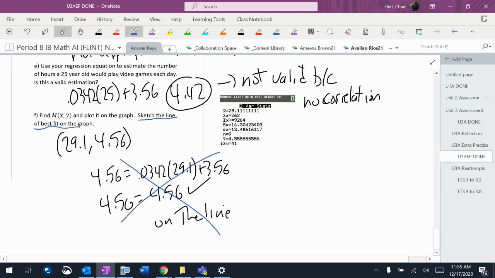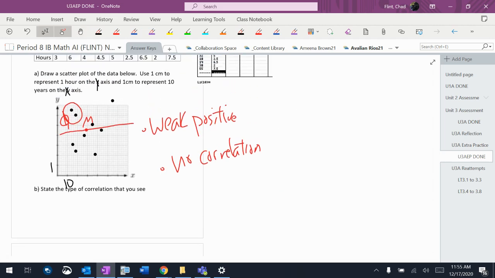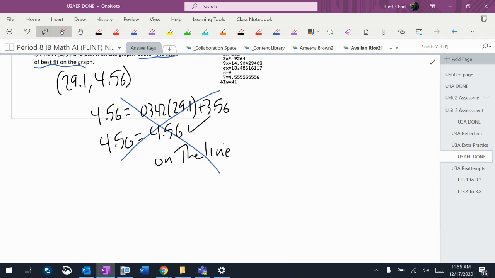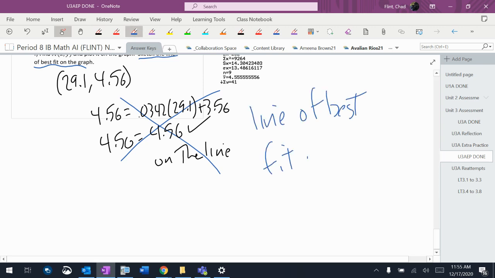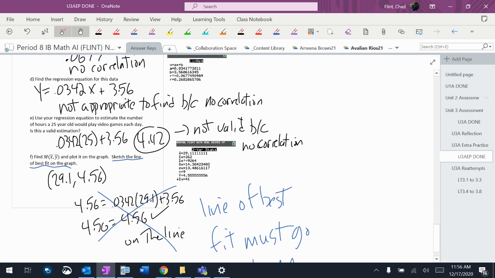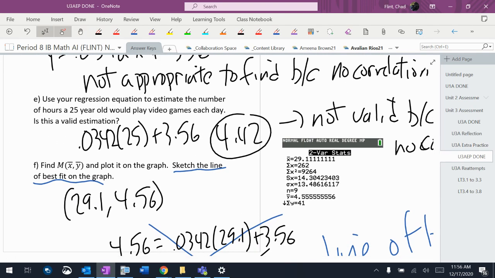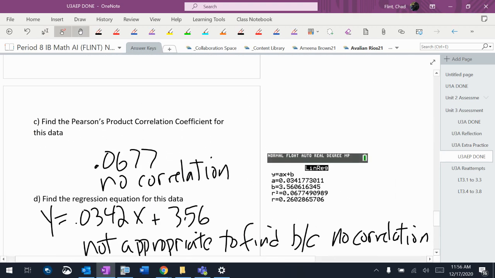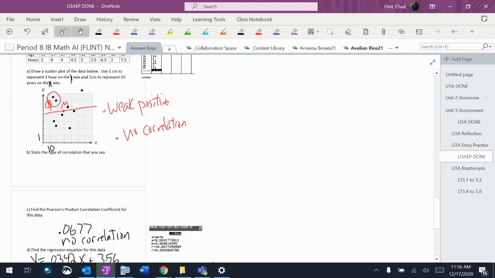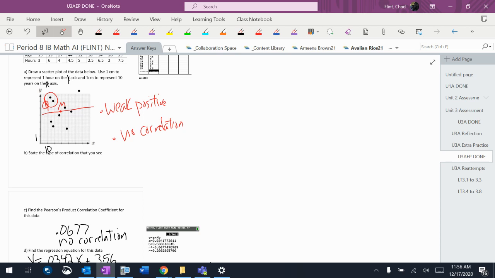Okay, I didn't read it. Sketch the line of best fit on the graph. It has to go through the mean value point. That's the point that I was trying to make sure I got into the extra practice here, is that your line of best fit, let me actually write that down here, must go through M. Okay? So, again, not the perfect question because you actually could have probably stopped right here and said not appropriate to find because there's no correlation. You could have said not valid because there's no correlation. But just in terms of making sure that we understand how you do the things, I tried to make it into one question. It was a bad idea.